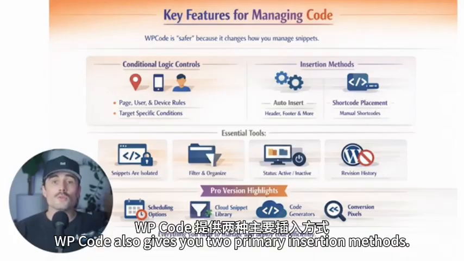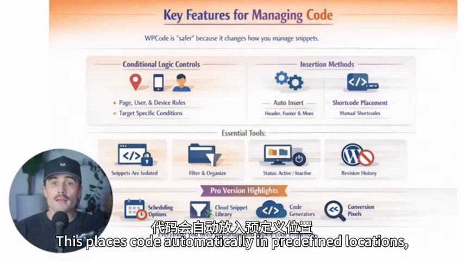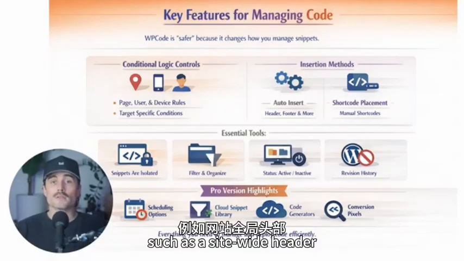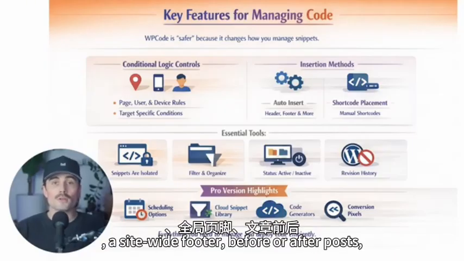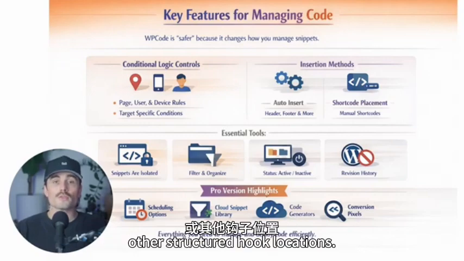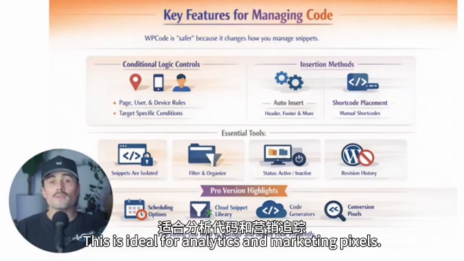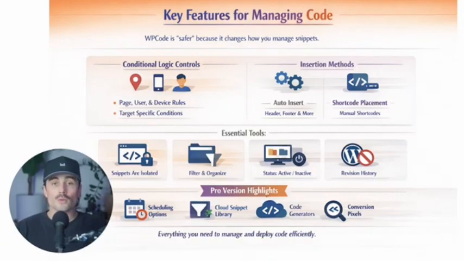WPCode also gives you two primary insertion methods. Auto insert. This places code automatically in predefined locations, such as a site-wide header, a site-wide footer, before or after posts, and other structured hook locations. This is ideal for analytics and marketing pixels. Shortcode placement.